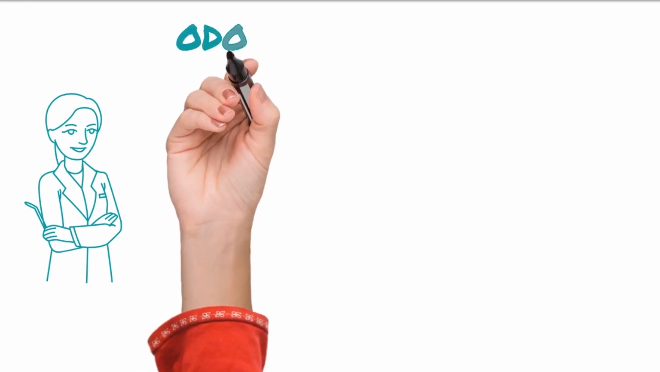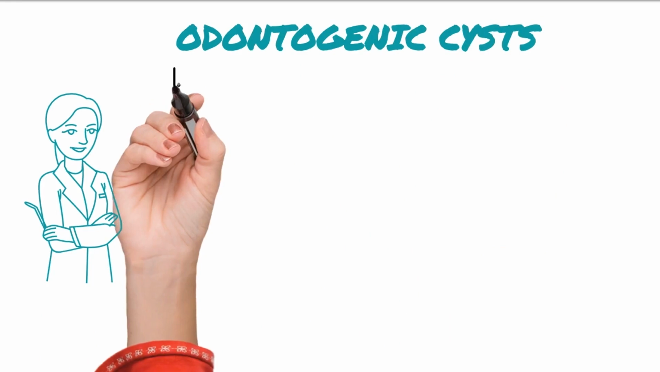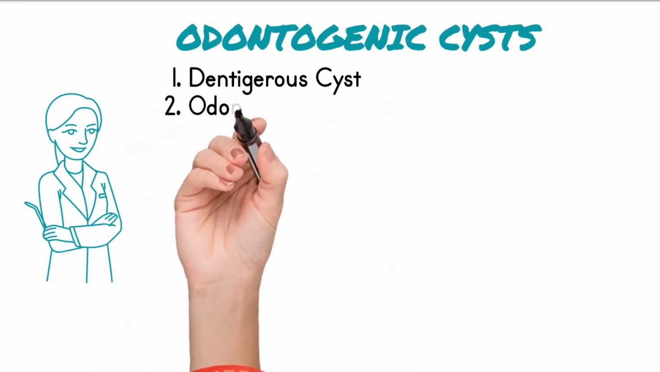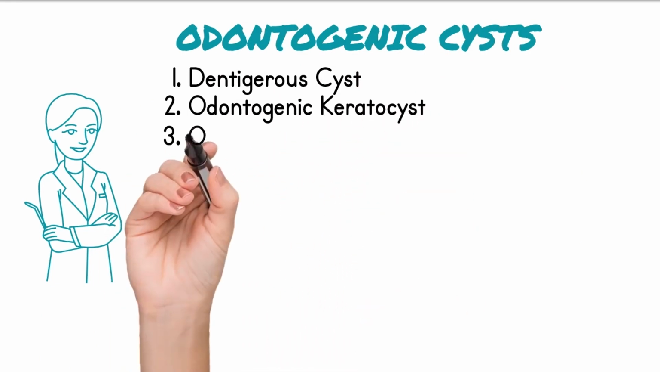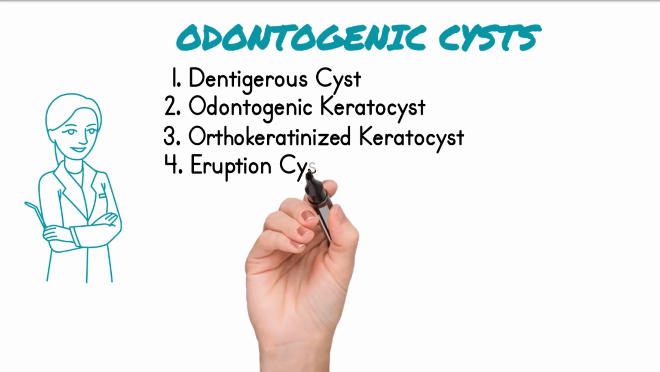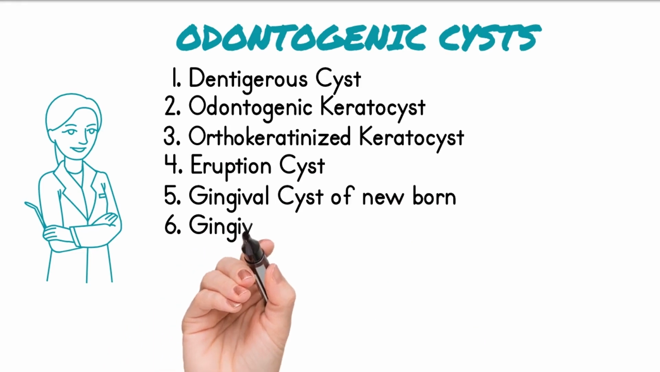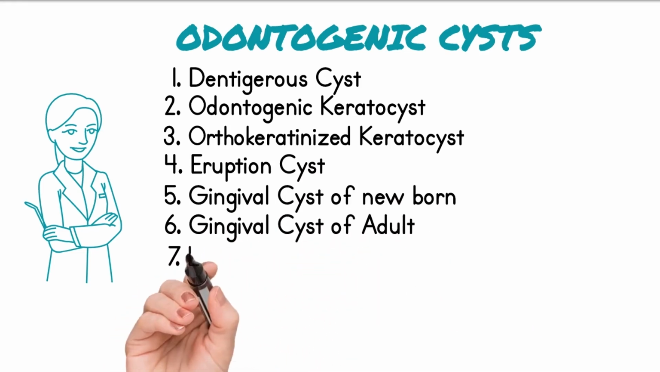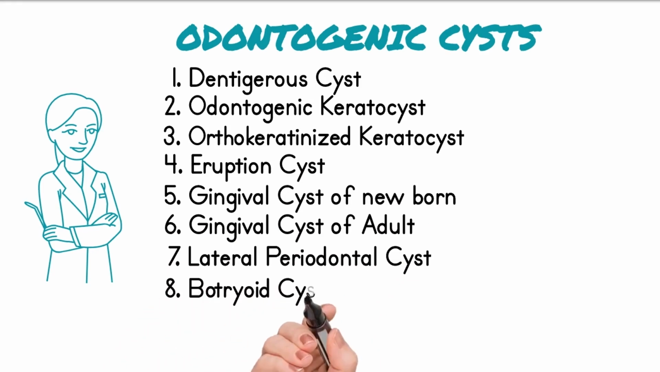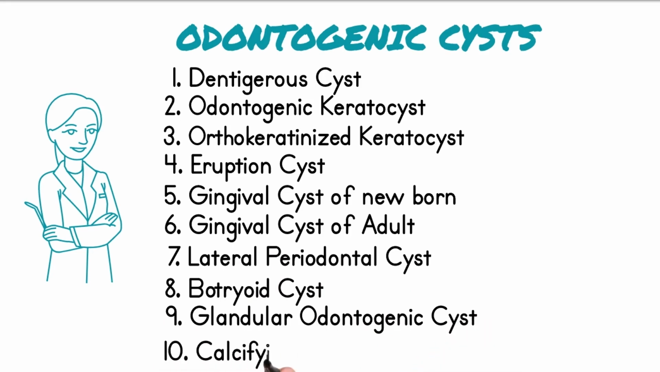What is odontogenic cysts of oral cavity? These are cysts that are formed from tissues involved in odontogenesis or tooth development. Odontogenic cysts are dentigerous cyst, odontogenic keratocyst, orthokeratinized keratocyst, eruption cyst, gingival cyst of newborn or infant, gingival cyst of adults, lateral periodontal cyst, botryoid cyst, glandular odontogenic cyst, and calcifying odontogenic cyst.